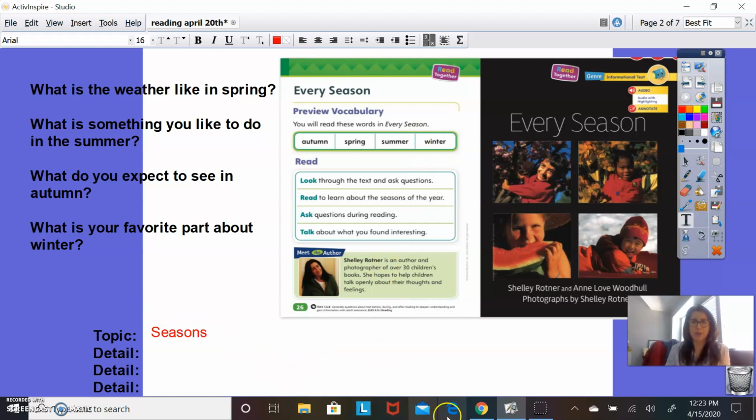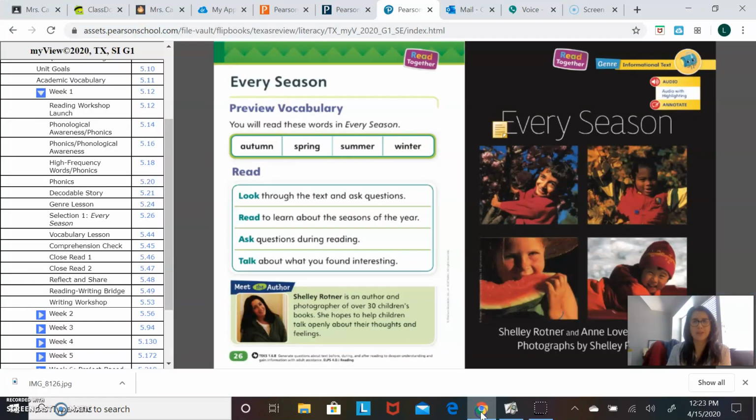All right, so now we're going to go ahead and switch over to the book, Every Season. This is by Shelley Rotner and Anne Love Woodhull. The photographs are by Shelley Rotner.